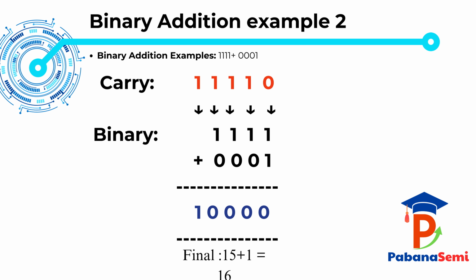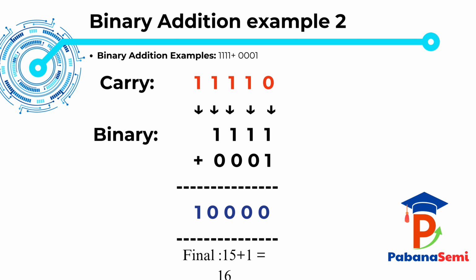Let us take one more example. That is, add the numbers 15 and 1 in binary. First, write 15 in binary, 1111. Next, write 1 in binary, 0001. Now, let's add them step by step. Start from the rightmost bit. 1 plus 1 equals 10.